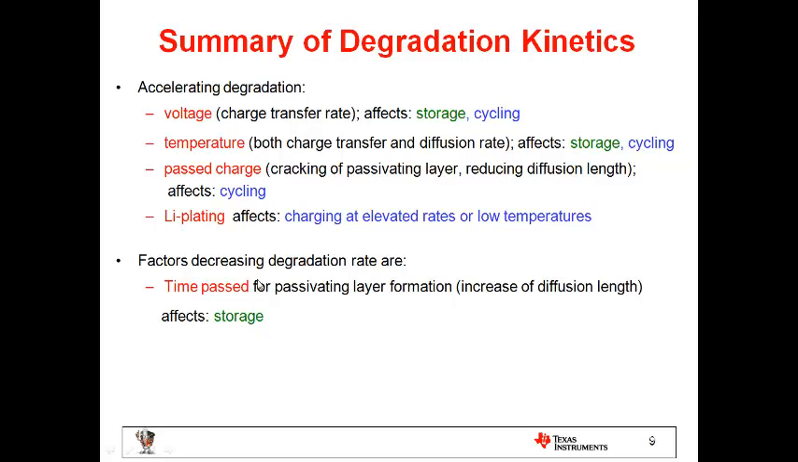And there is only one factor that decreases degradation, and that is the time that has passed, because when the passivating layer is growing, it is more difficult for the solvent to diffuse through it, and so it slows down the degradation rate.